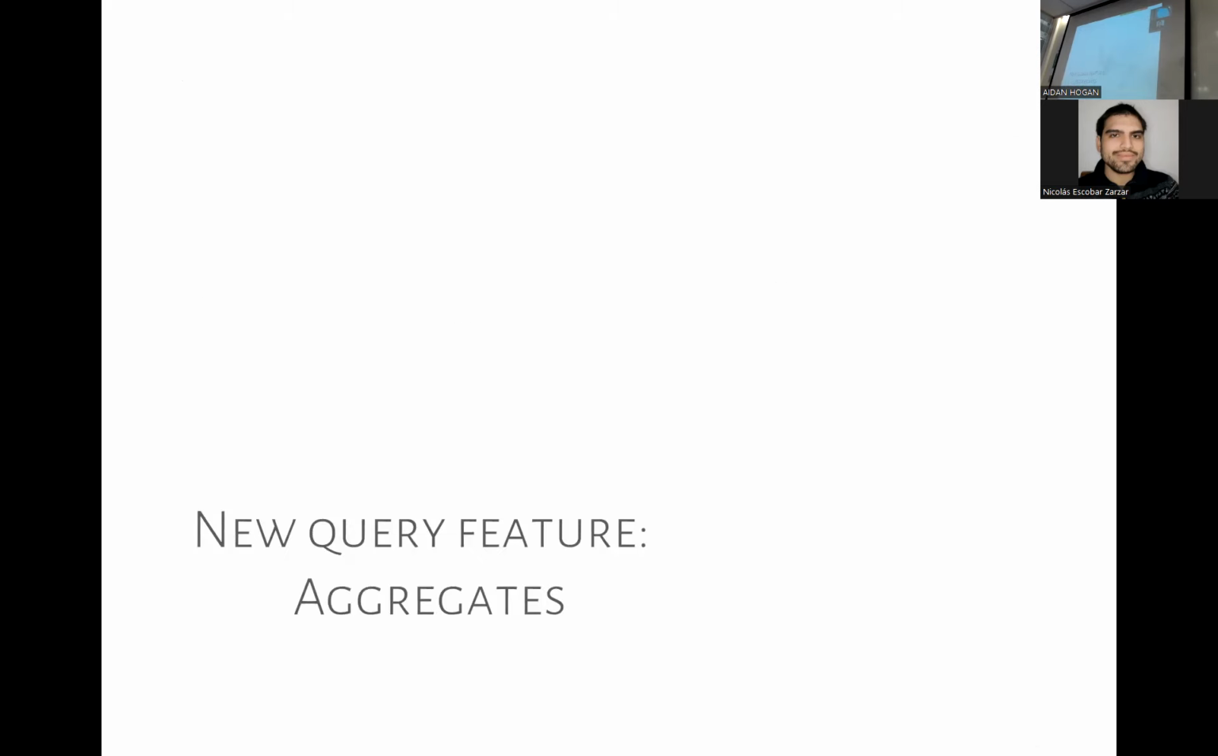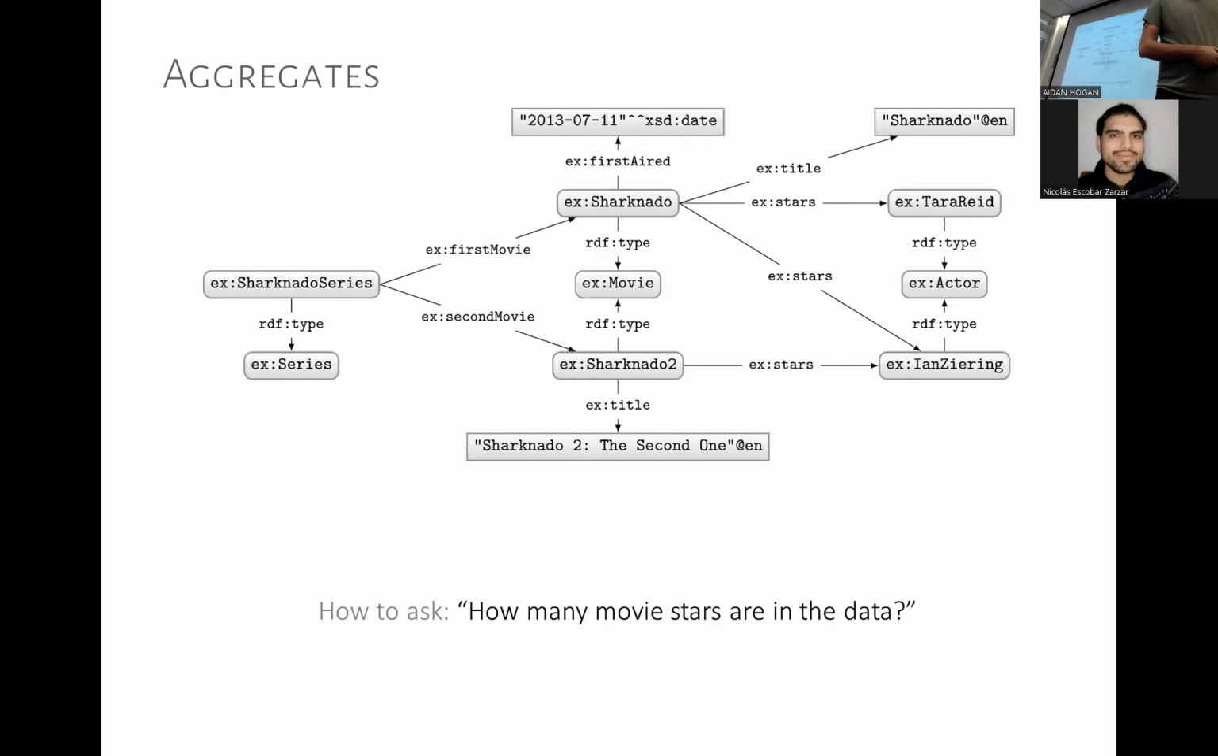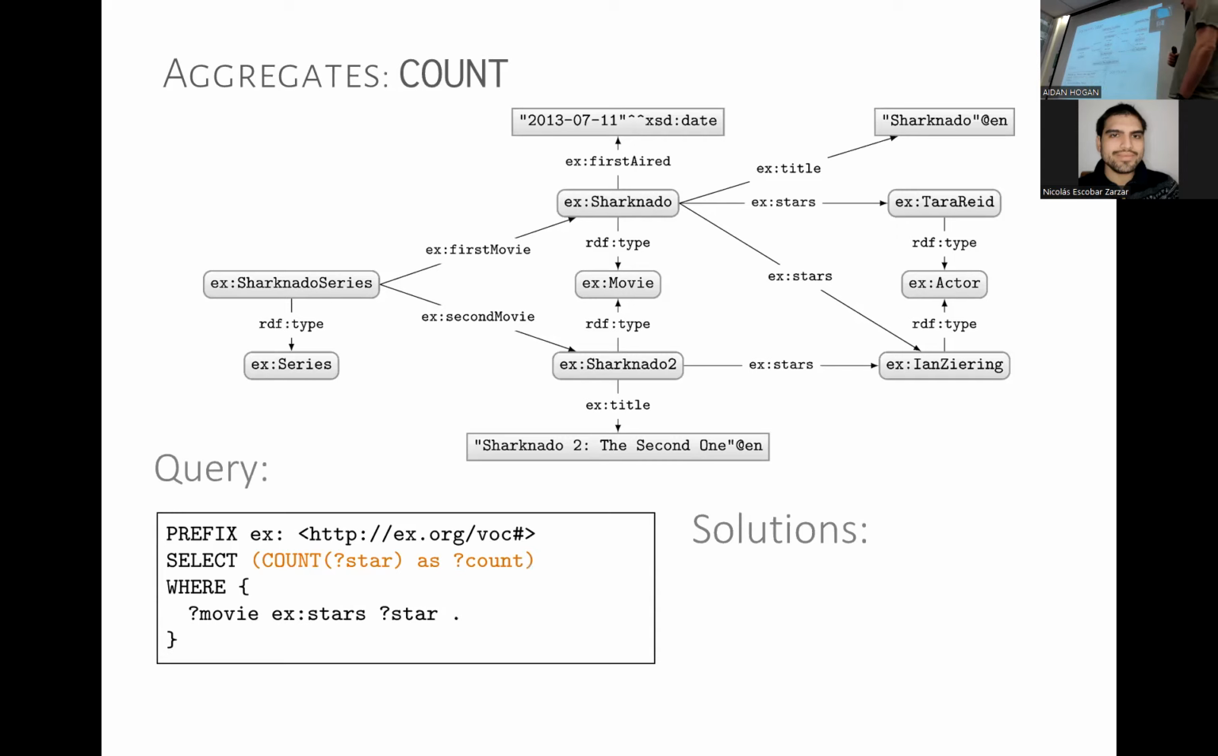Okay, so we're going to go to aggregates, and aggregates I'm going to go through kind of quickly because it's almost like SQL. We can do very, very similar stuff to what we've already seen in SQL. So how many movie stars are in the data? Here we want to see how many values there are for stars. We can just write our query, movie stars, star is a variable, and then we can use this count feature in the select. And we can do count star as count.